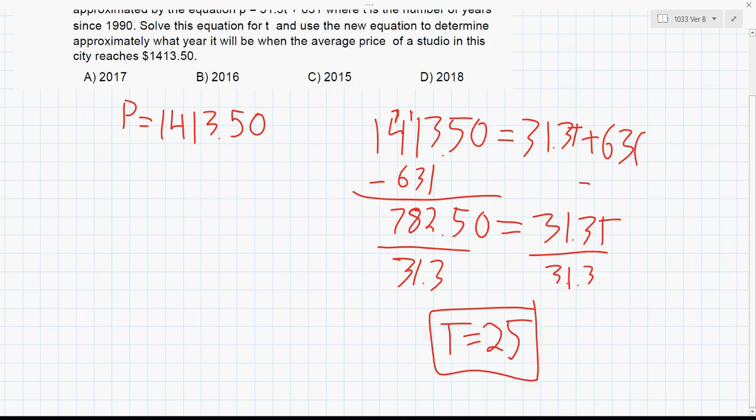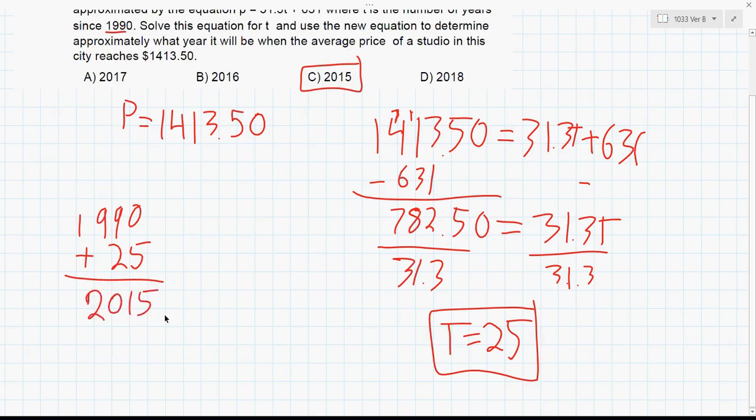Oh, no, we don't have those numbers. But we know that it's going to be right. We're going to add that to the original year, which is 1990. So 1990 plus 25 years will be 2015. That is correct. So we'll then know that, because we'll go 25 plus 1990 equals 2015.